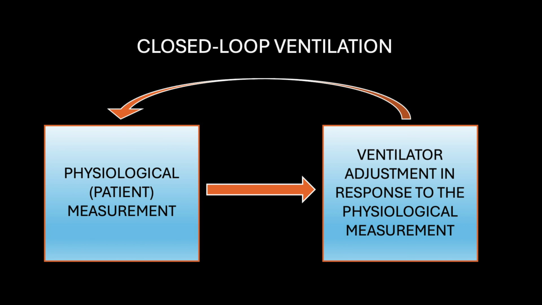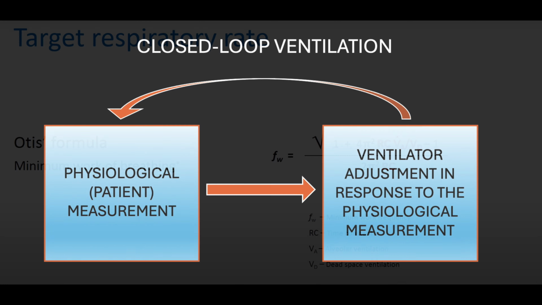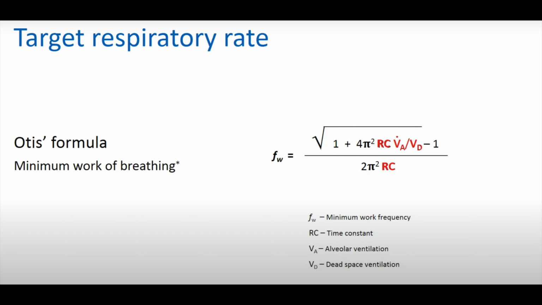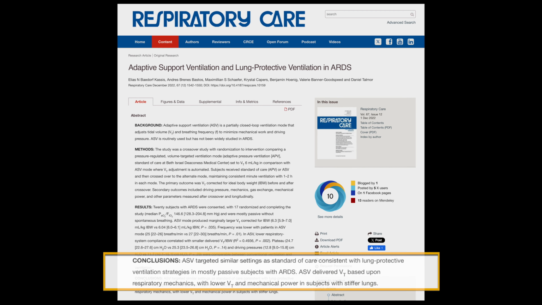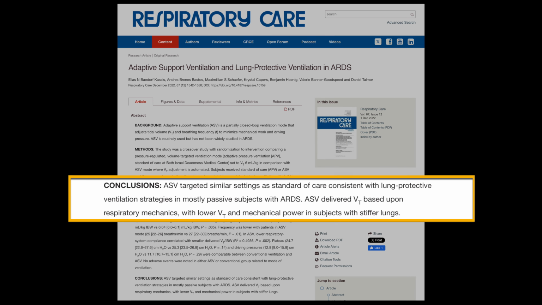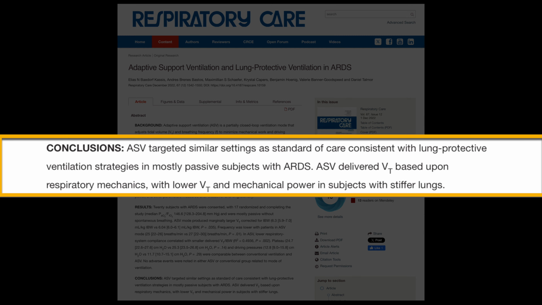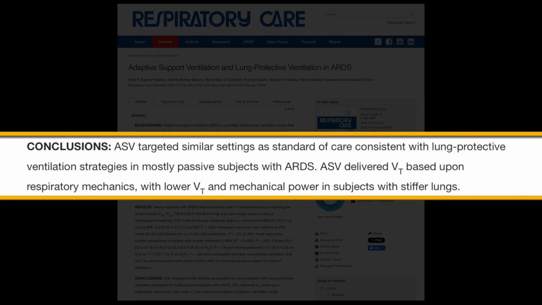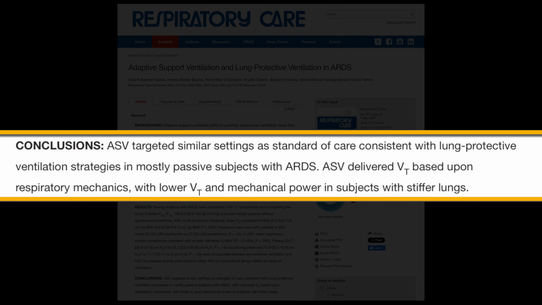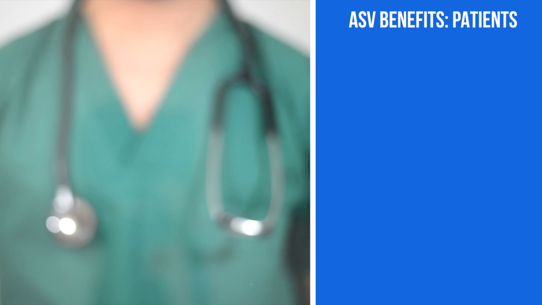This unique feature allows ASV to strive for an optimal breathing pattern based on the principle of the lowest work of breathing and minimal force of breathing, keeping airway and driving pressures low. First introduced in 1998, ASV is proven to apply and maintain an effective lung protective strategy and expedite recovery times.